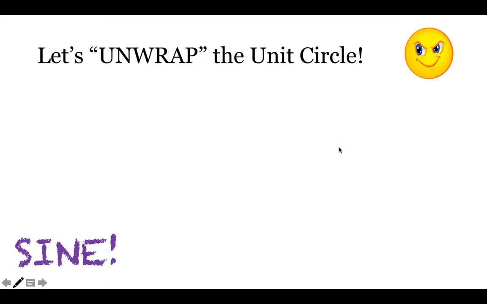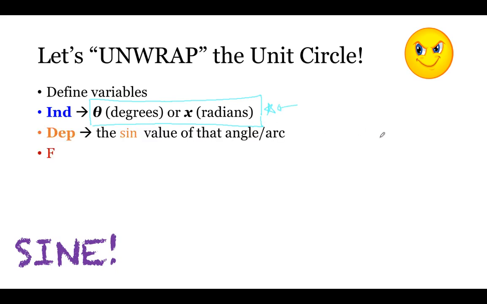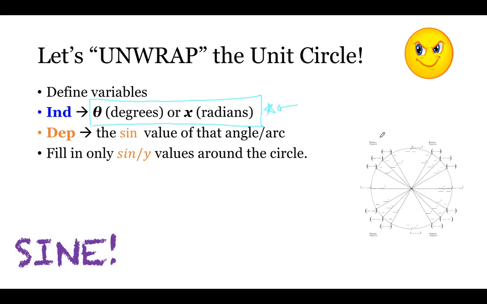So let's see what we've got. Let's unwrap the unit circle. So we're going to define the variables. The independent variable is either theta, which would be degrees, or x, which would be radians. And I would definitely write this down so that you just know if you're working in degrees or radians. You might want to reference this later on. The dependent variable is the sine value of the angular arc right now. We're going to work with sine first. Fill in only the sine or the y values around the circle.